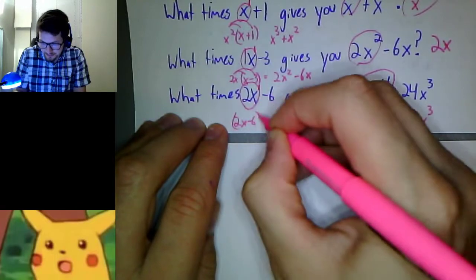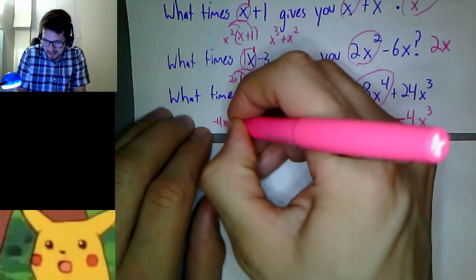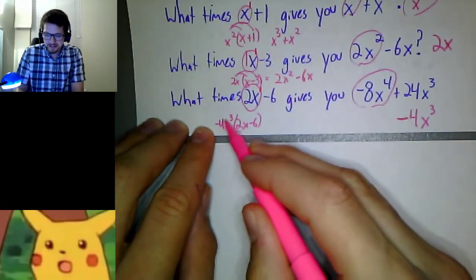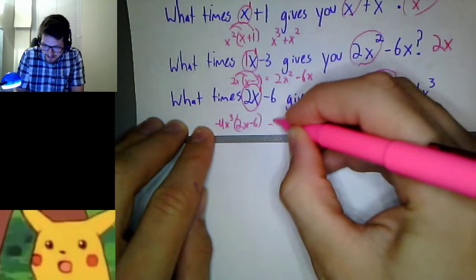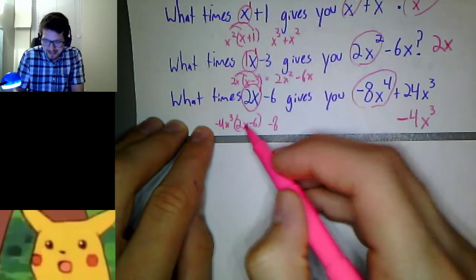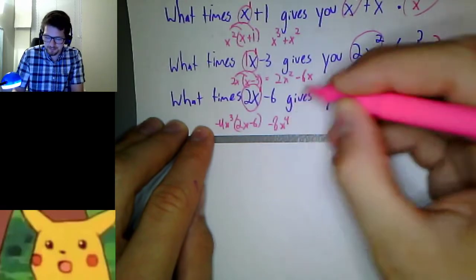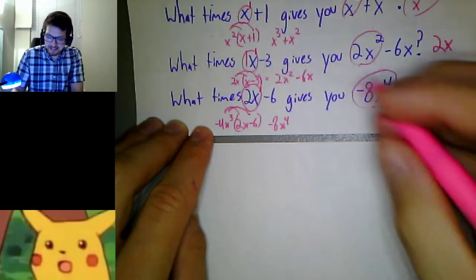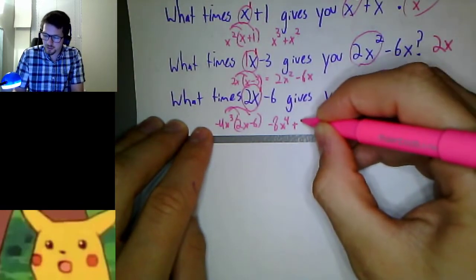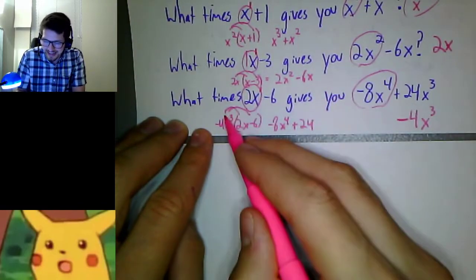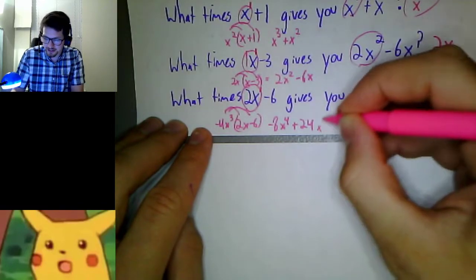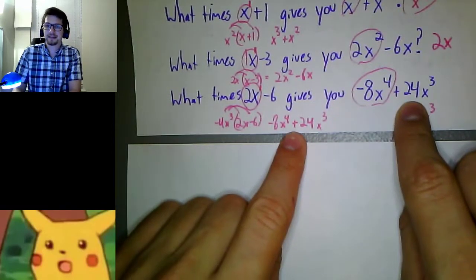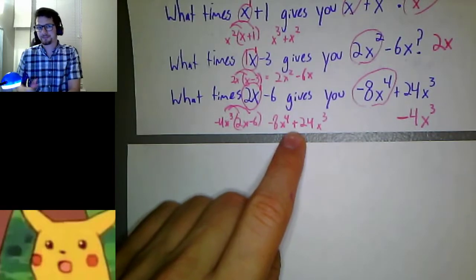2x minus 6 times negative 4x cubed. So negative 4 times 2, that gives me negative 8. X cubed times x gives me x to the fourth. Now, negative 4 times negative 6 would give me positive 24. And x cubed times nothing would give me x cubed. My answers match. That one's correct.